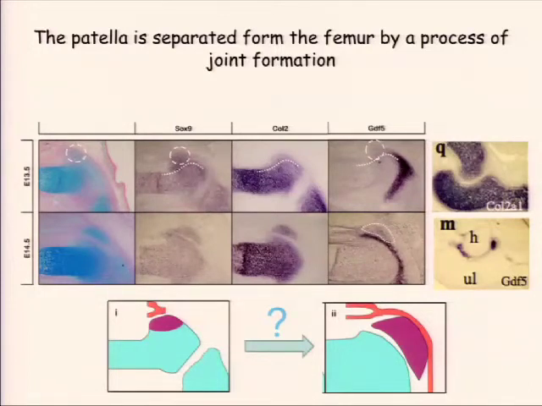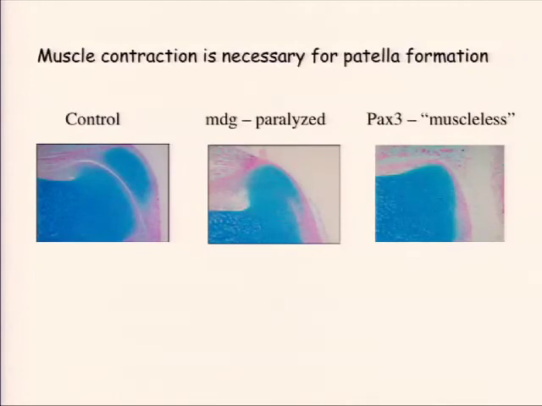So why do people believe that mechanical load is important for making the patella? We went back to our models, either the paralyzed or the muscleless, and as you can see, compared to the control, there is no patella.